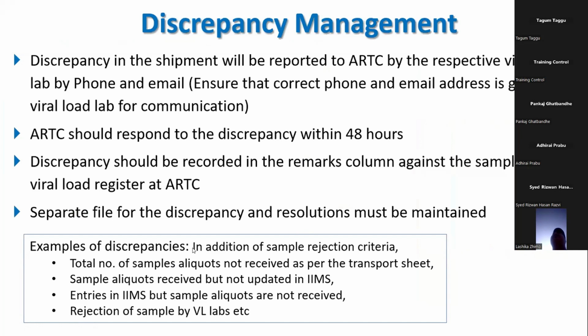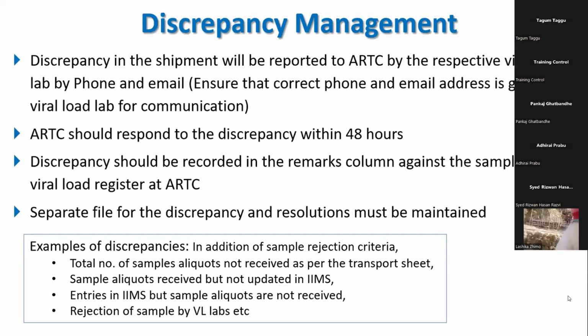If a particular sample is rejected for any reason, you have to mention the reason. The viral load lab will inform the reason for sample rejection. The ART centers are expected to go to the remarks column in the viral load lab register, enter the reason for rejection of the sample, call back the patient and draw the blood again.